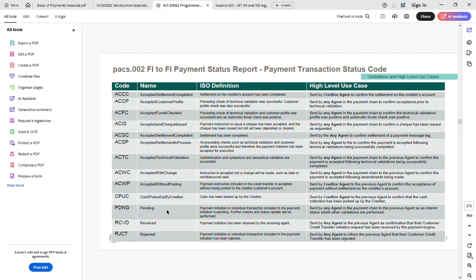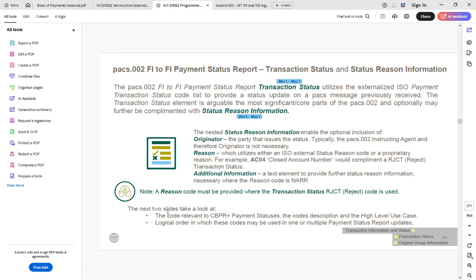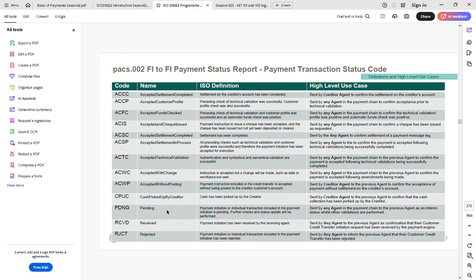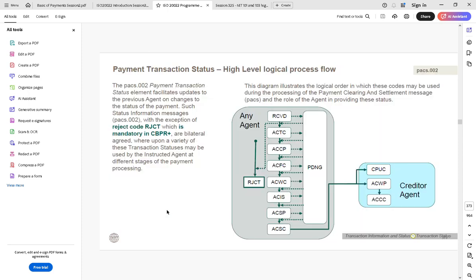Okay, clear till now? This is the reason code. We explain the reason code now. Till now clear here everyone? Three codes we have discussed, four codes, that we have to put into the message. Now next is the payment transaction status high level logical process flow.